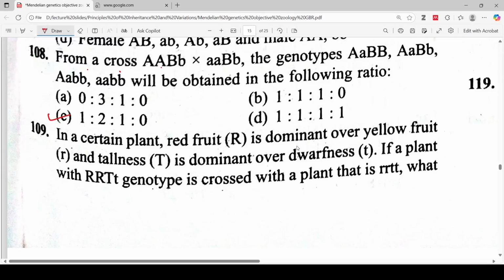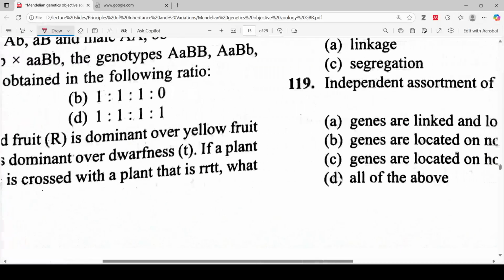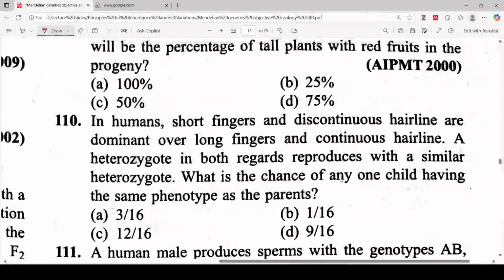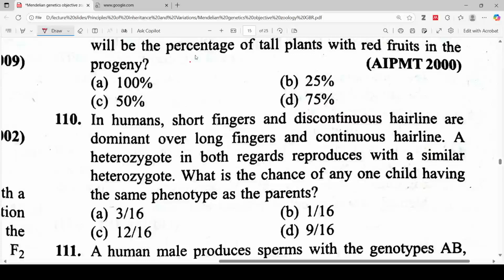In certain plants, red fruit is dominant over the yellow fruit, and tallness is dominant over the dwarfness. If plant with RRTT genotype is crossed with a plant with RRTt, what will be the percentage of the tall plants with red fruits in the progeny? So the correct answer is option C, 50%.